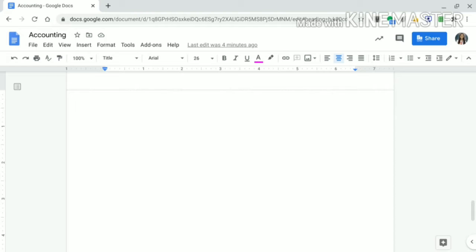Bakit nga ba kailangan mag-adjust ng entries? Bakit hindi natin pabayaan na lang yung mga entries na nagawa na natin before na gano'n na lang yun? So, let us start.